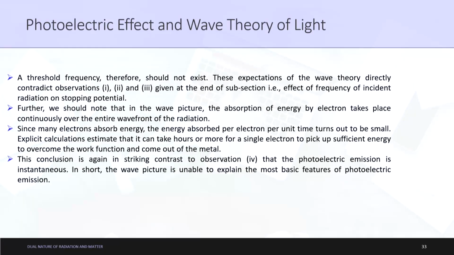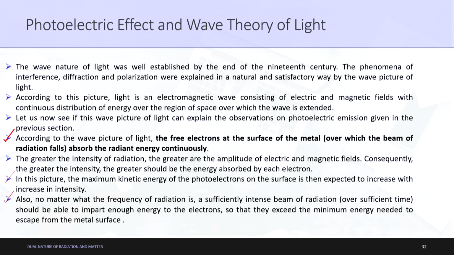So, let us move on with the further discussions now. A threshold frequency therefore should not exist. What they are trying to say is, if we are conceptualizing this concept here, then what does the last line say: that no matter what the frequency of radiation is, a sufficiently intense beam of radiation should be able to impart enough energy to the electrons, so that they exceed the minimum energy needed to escape from the metal surface. That means they are saying in very simple terms that there should not be a threshold frequency. Even if the frequency is very low, the photoelectric effect should take place.